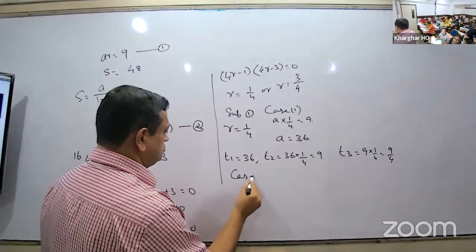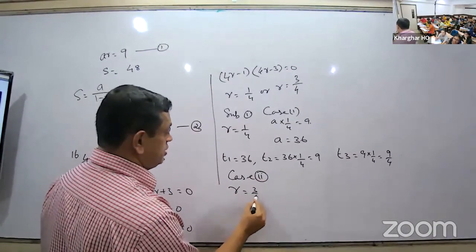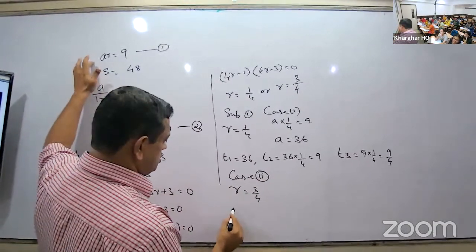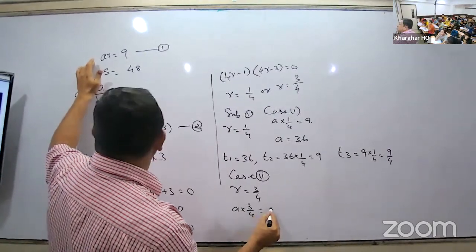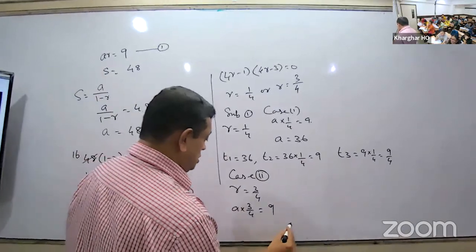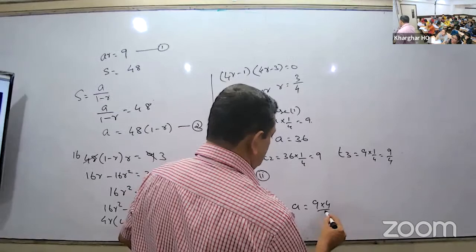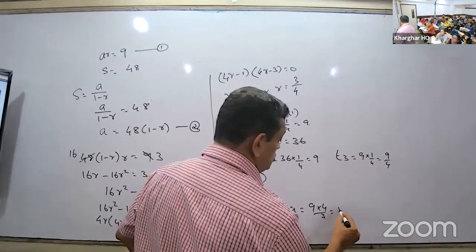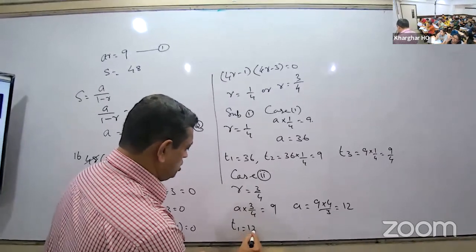Case 2. What is it? R is equal to 3 by 4. Substitute over here: A into 3 by 4 is equal to 9. Therefore, A is equal to 9 into 4 divided by 3. How much? 12. Therefore, A, that is T1, is equal to 12.